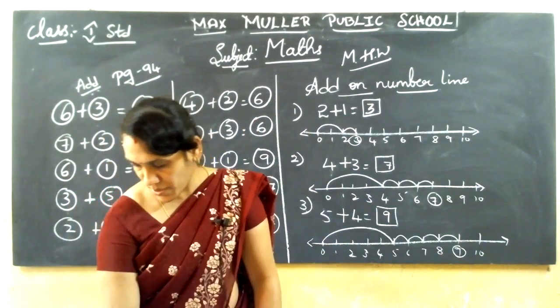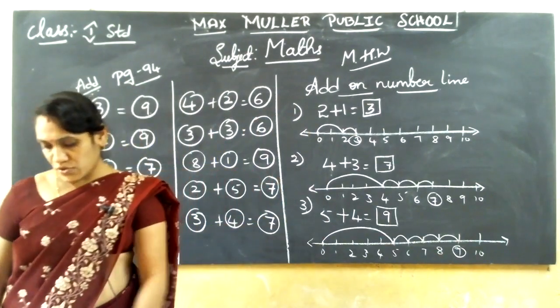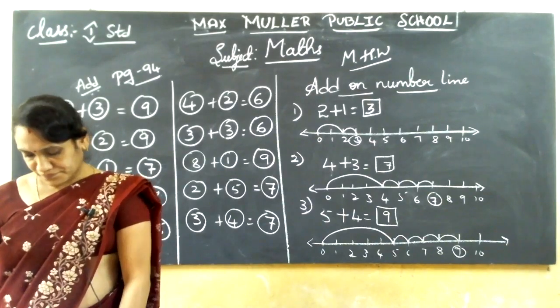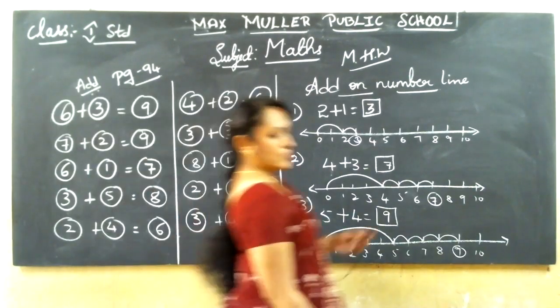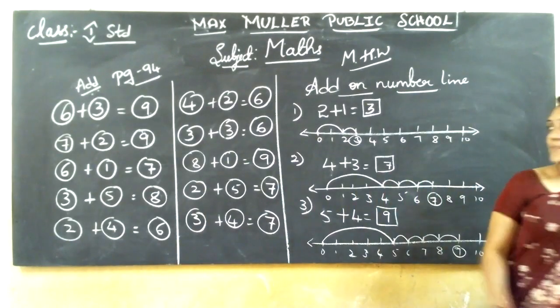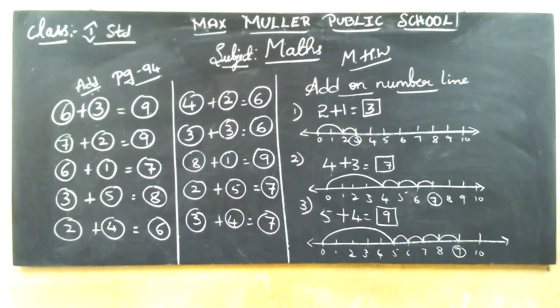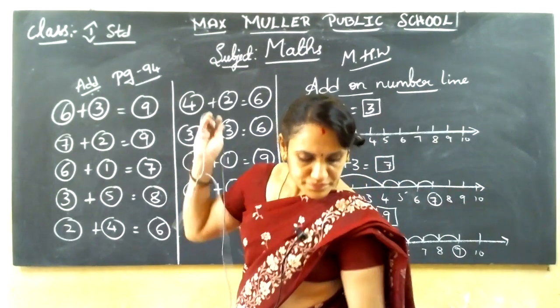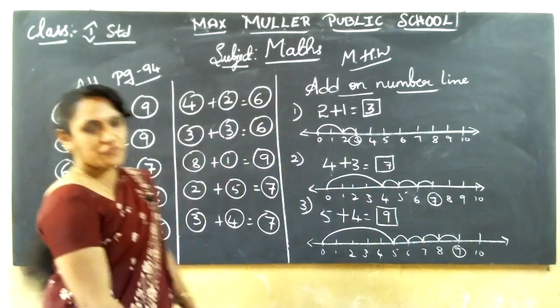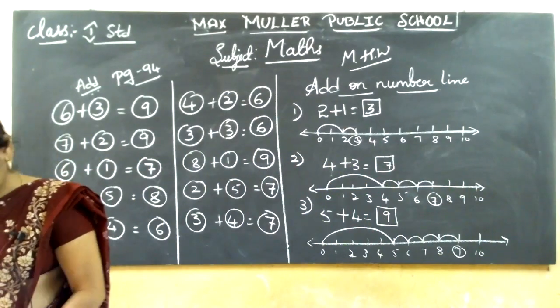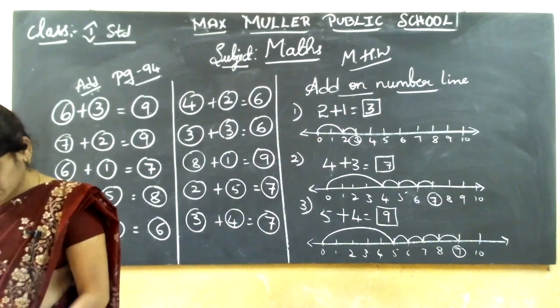Which page have you opened, children? Page 94 only. Copy the sums from page number 94. Have you written these sums in homework? Yes. Have you finished this page? Shall I move to the next page? Yes or no? Yes. We will move to the next page.